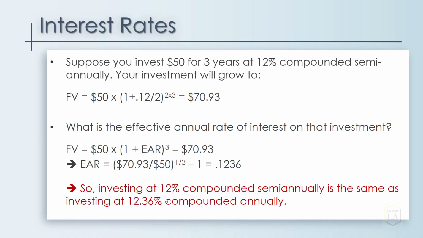So what does it mean? If we invested at 12% compounded semi-annually, this would give us the same result as investing at 12.36% compounded annually. Without any different compounding frequency, if you were just going in a very normal way, annual compounding, 12.36% would give us the same result. That is the definition of effective annual return.